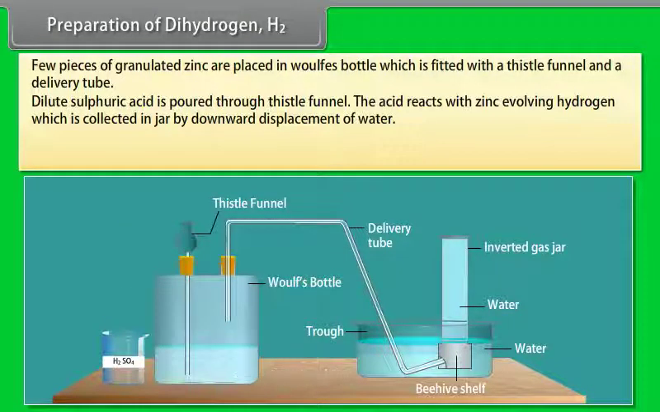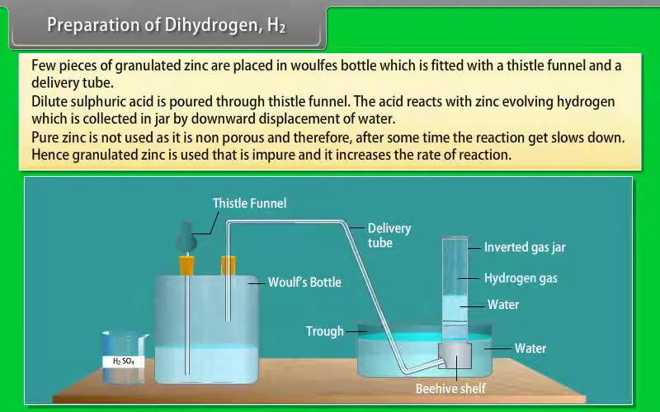The acid reacts with zinc, evolving hydrogen, which is collected in a jar by downward displacement of water. Pure zinc is not used as it is non-porous and therefore, after some time, the reaction slows down. Hence, granulated zinc is used that is impure and it increases the rate of reaction.